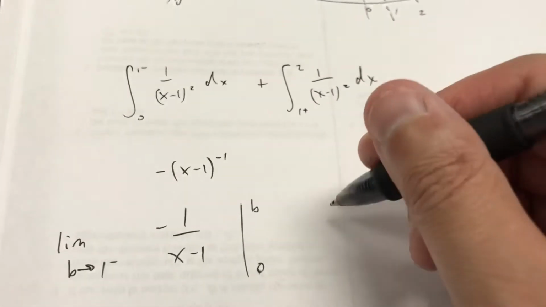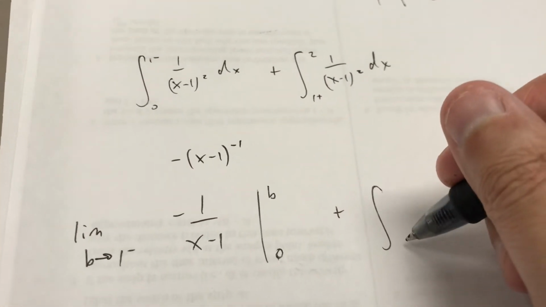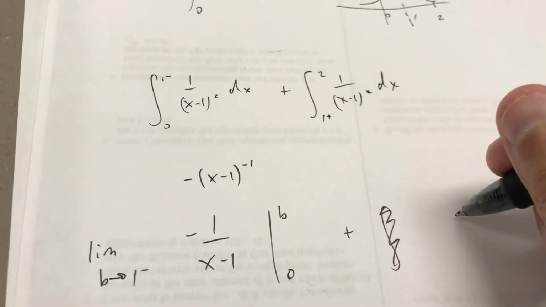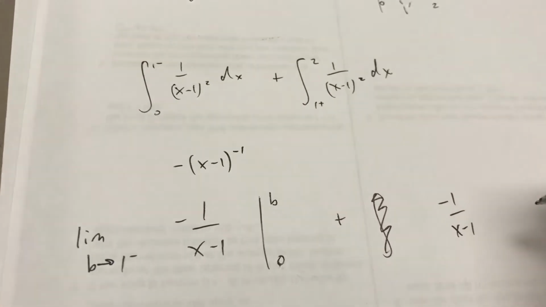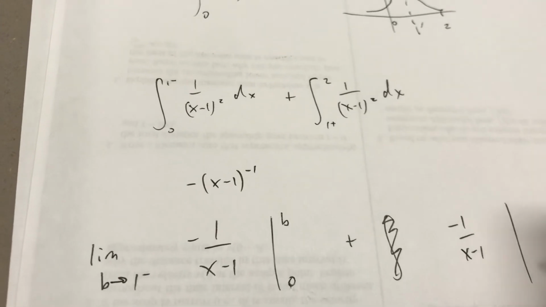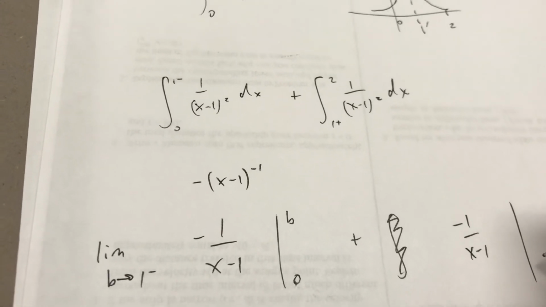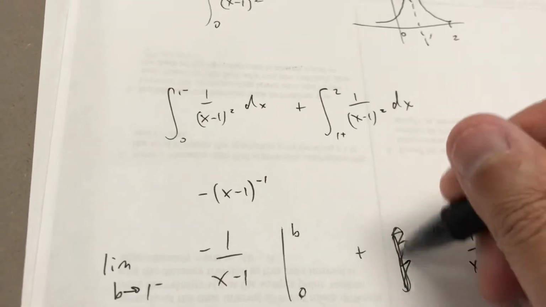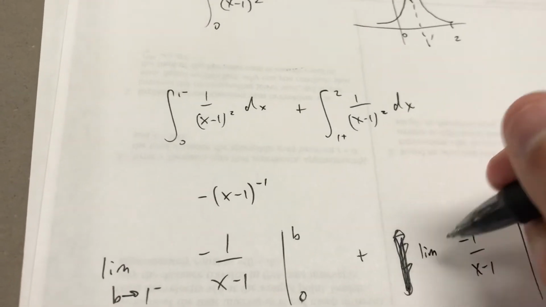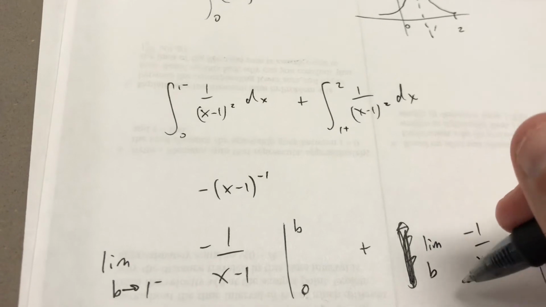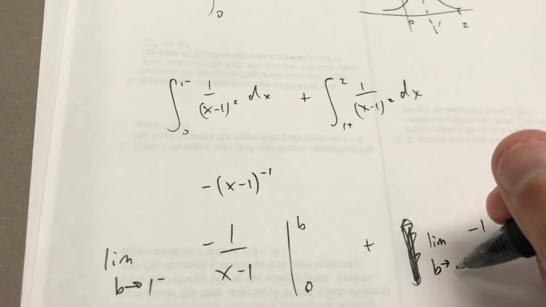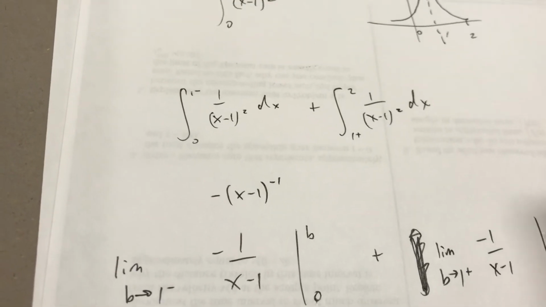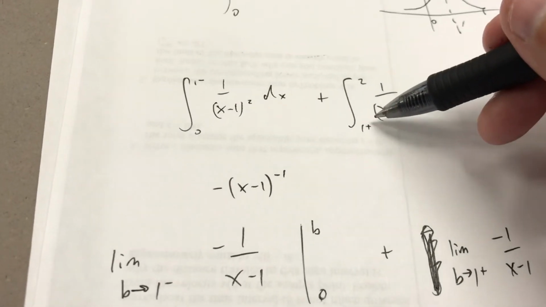Now the second integral, same kind of thing. The antiderivative is going to be negative 1 over x minus 1, same thing. Again, we're evaluating it between two different values. Starting from 1 on the right, we're taking a limit. I'll call it b again. As b approaches 1 from the right, we're going from b to 2, because we can't evaluate it at 1.